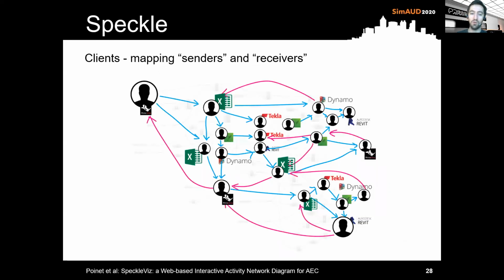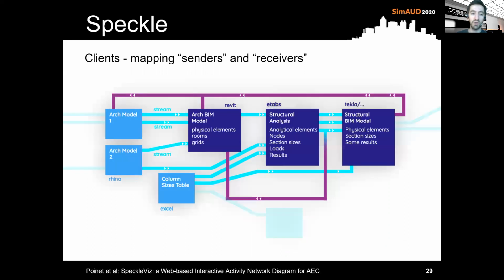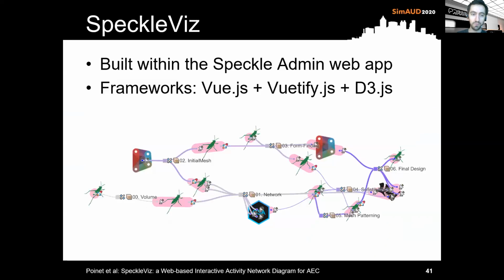So on a larger scale, one can imagine that we can represent all the different actors and all these different software that are used. So in a speculative or placeholder workflow, you can imagine you have different architecture models. Those are streamed to a beam model, which then feeds a structural analysis model, and this one will feed back the beam model and so on.